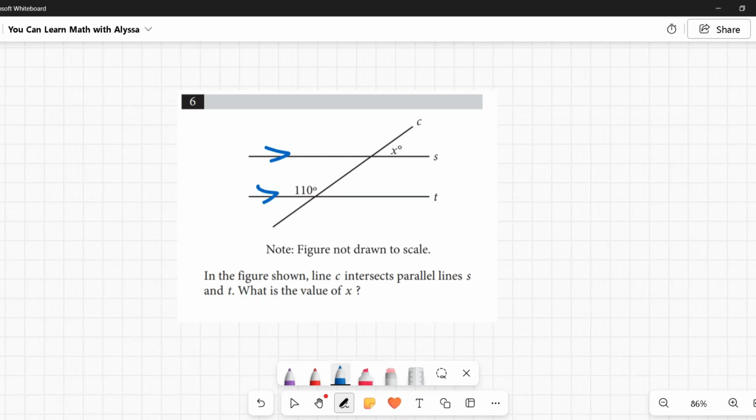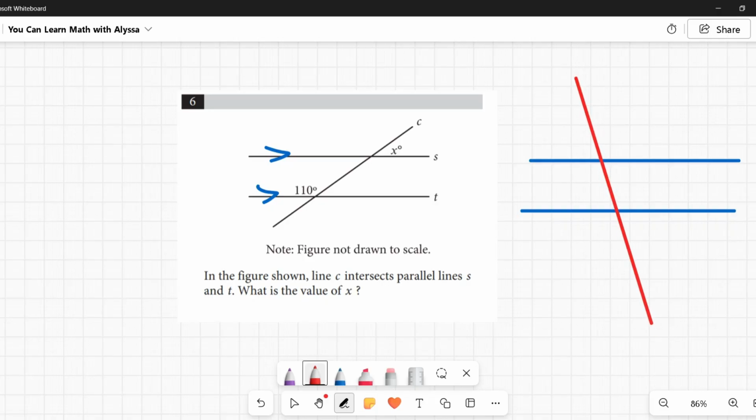So I'm going to just draw it again over here. Let's say I have my two parallel lines, and I'm going to have a transversal going this way. Same thing. I have two intersections. Those intersections are identical. The angles within them are identical. So that means this angle is the same as that angle. It means that this angle is the same as that angle.